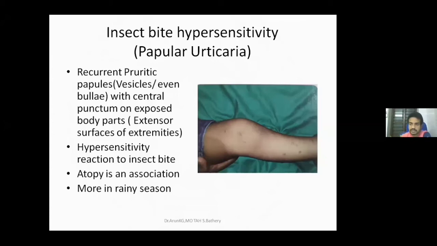We have to keep in mind, most of the time there will not be that many mosquitoes also. So those where lesions are more in extensive, exposed areas, and the child has a history of atopy, and if the complaint is more in rainy season, then they should come to the papular urticaria diagnosis.